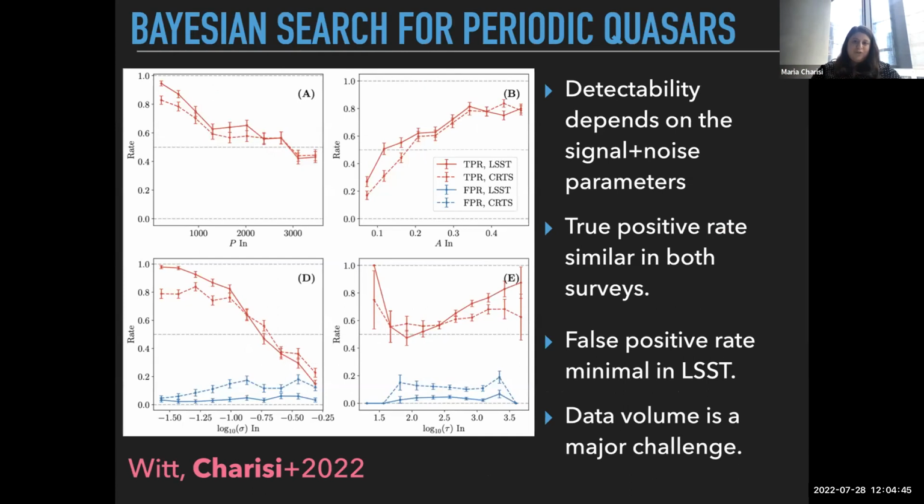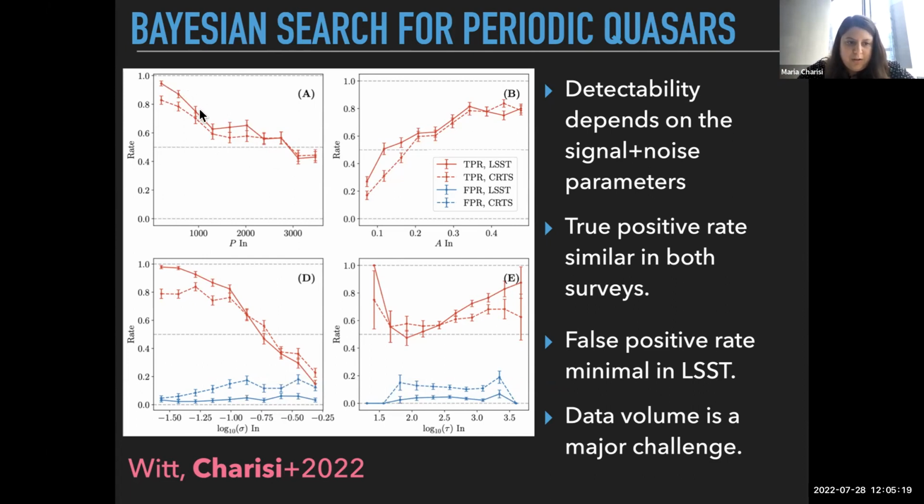So in anticipation of LSST, we were curious to see what signals we will be able to detect and which ones we would be missing. So with Caitlin Witt, who was a student at West Virginia University and will be starting as a postdoc at Northwestern soon, we developed a Bayesian model selection, and we simulated periodic signals on top of damped random walk and damped random walk signals. And then we ran our pipeline to see which ones we would detect.